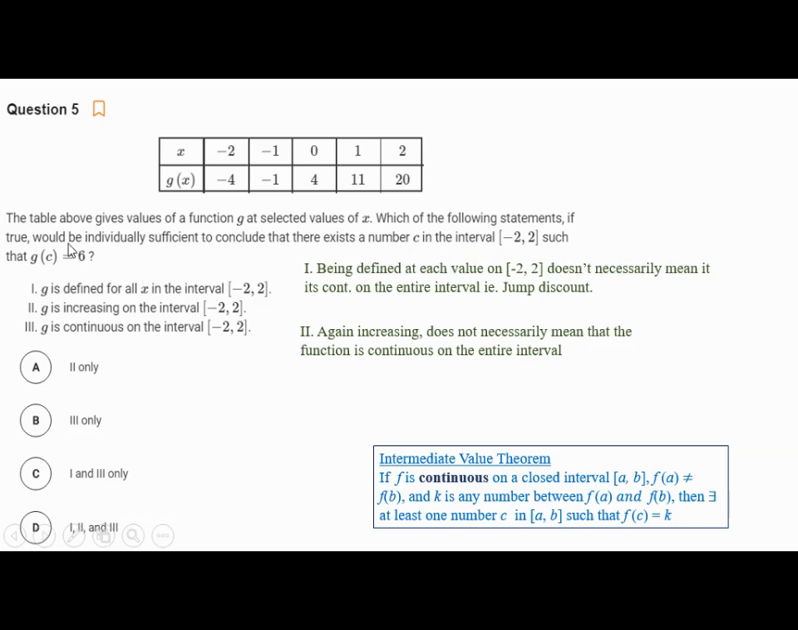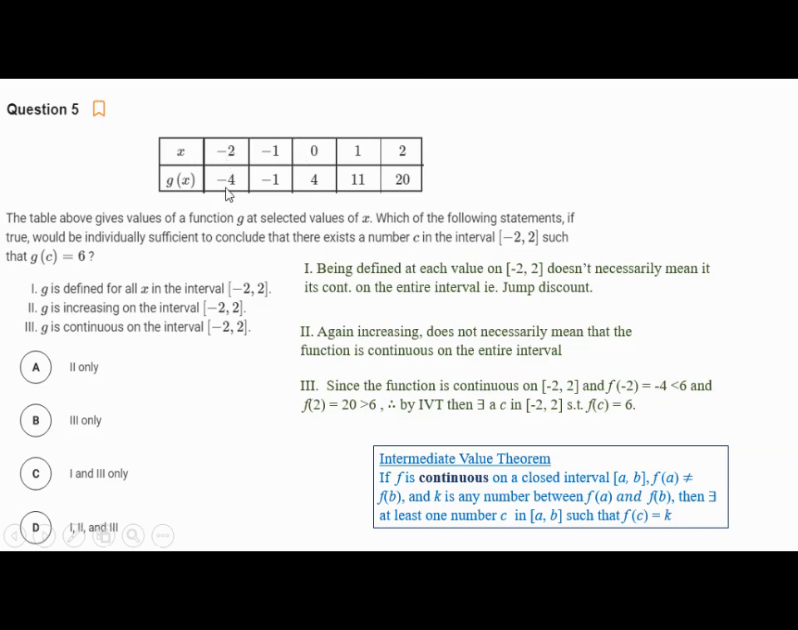So what is the last one? In order for this to be true, what would be sufficient enough to conclude this would be 3, since it says that the function is continuous. So now that we know that the function is continuous, then I can go and look at the table and I can go, okay, well, let's see.